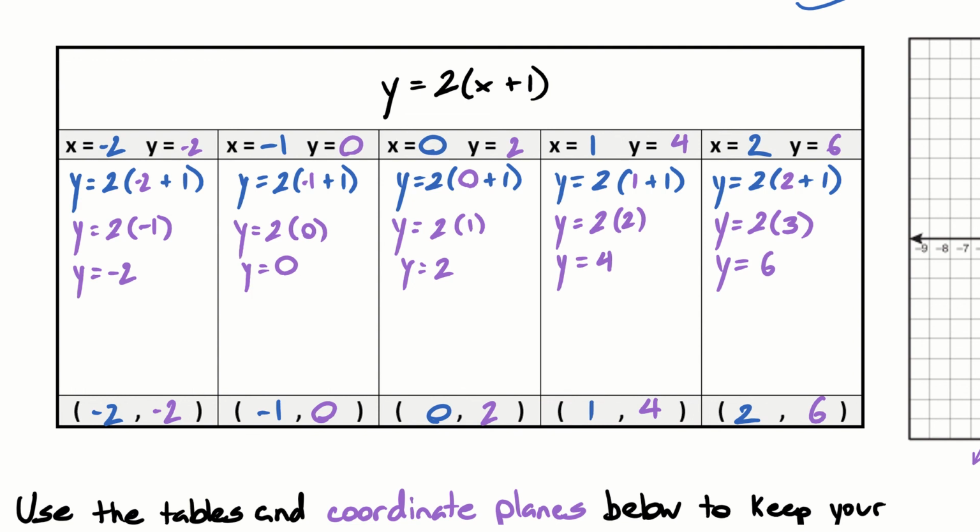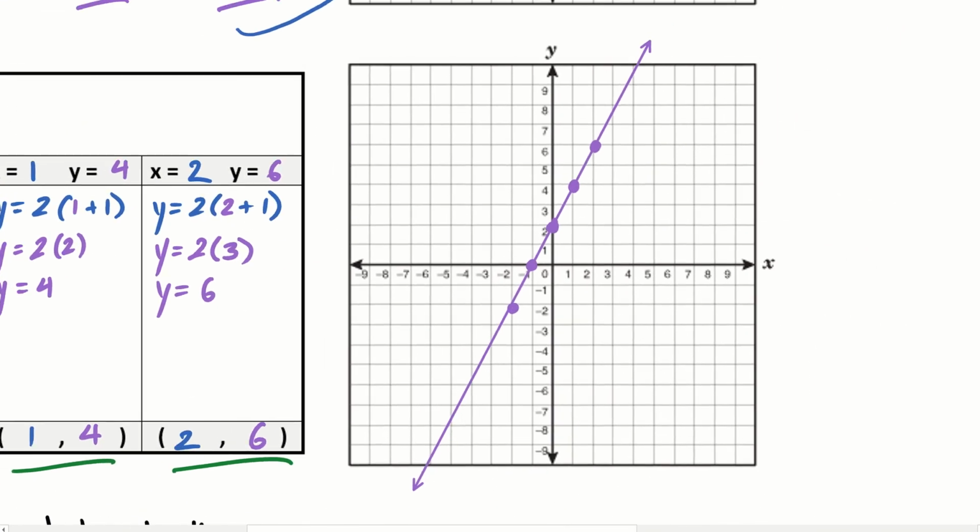Did you get the same thing? When I used a domain of -2, -1, 0, 1, and 2, I got the following coordinates: (-2, -2), (-1, 0), (0, 2), (1, 4), and (2, 6). And I showed my calculations, as you can see here, and when I plotted those points and connected them to make them a continuous function, boom, that's what my line looked like.